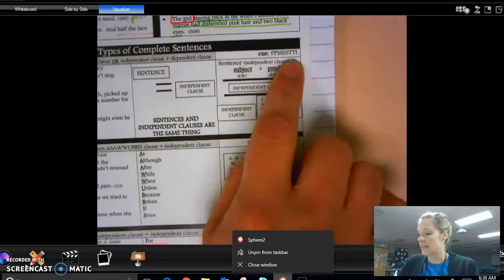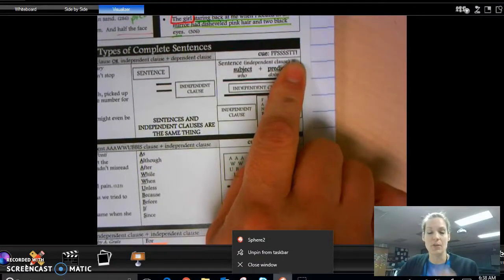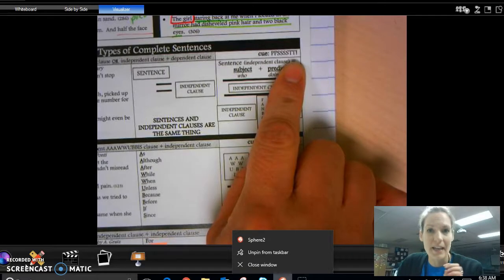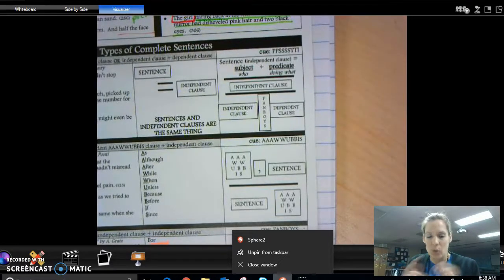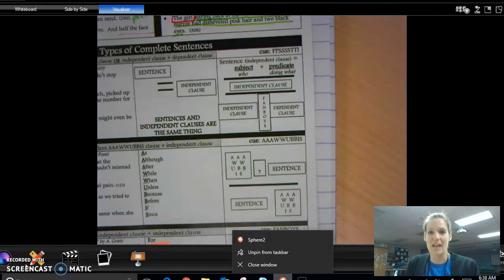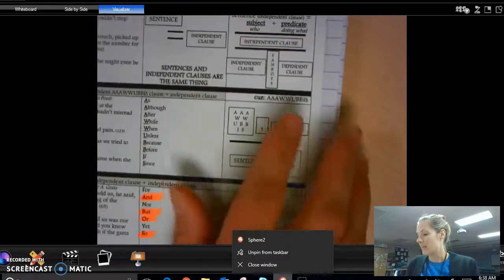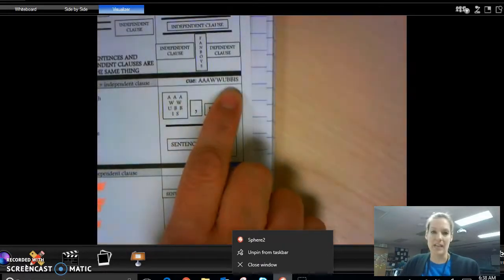Here, when it comes to a simple sentence, that's where you could be like, hey, I have something quick. It's that quick secret type telling. You're not going to tell the whole movie and then tell me the thing. It's just a really short, get to the point. Hey. Okay. And then here you're looking for one of those AAAWWUBBIS words.